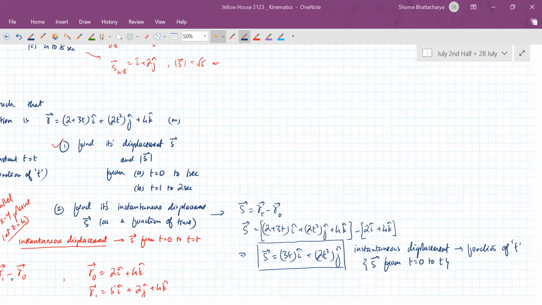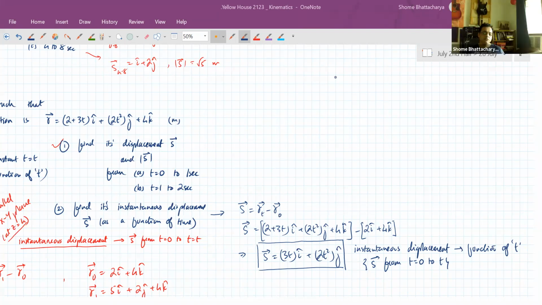But if instantaneous change, you have to find the derivative of that function. The derivative is always velocity, it is rate of change. That is instantaneous rate of change. This is instantaneous value of displacement. You understand me? They are different things.